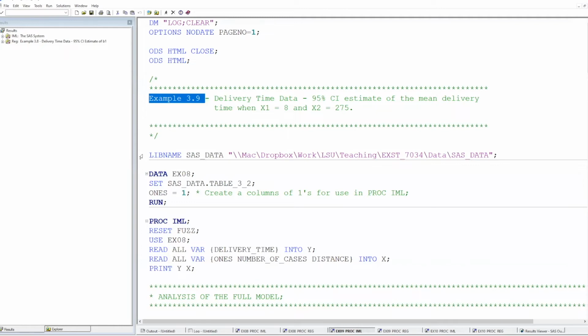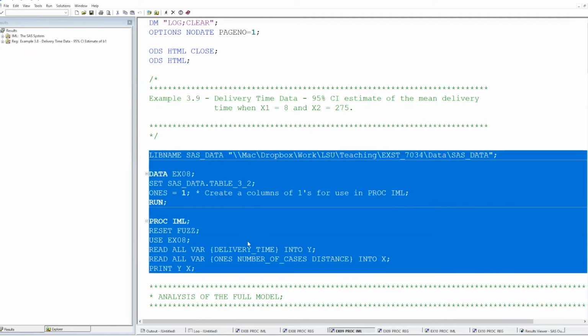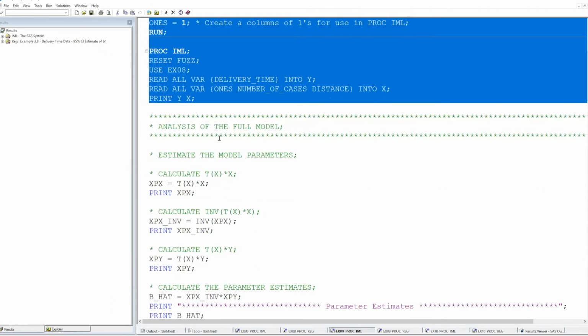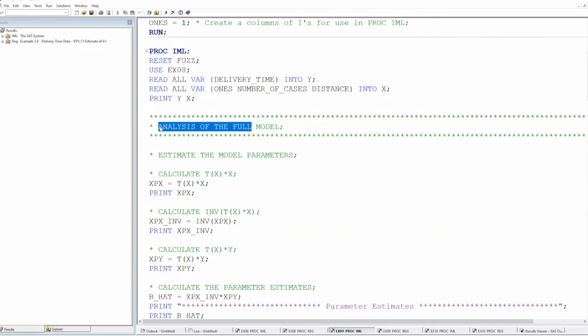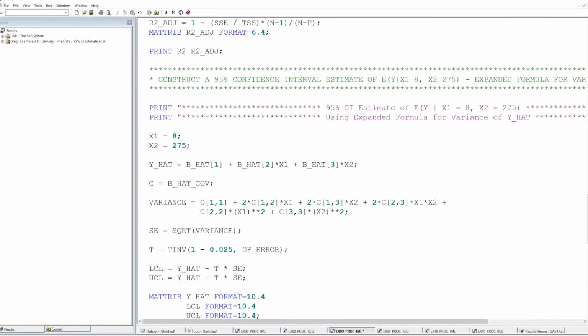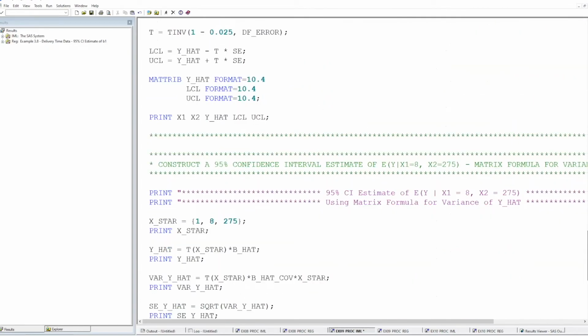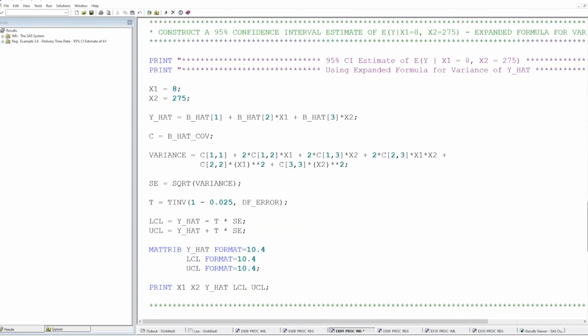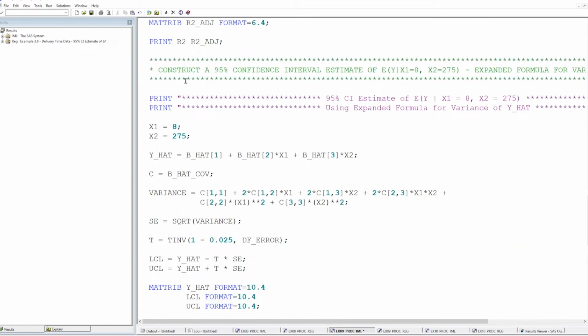We have the same type of code that we had for the previous example. Again, we're going to fit the model. Let's scroll down to the very end. You can see there's a little bit more to do here. We're going to construct a 95% confidence interval estimate for the expected value of y, given that x1 is equal to 8 and x2 is equal to 275.